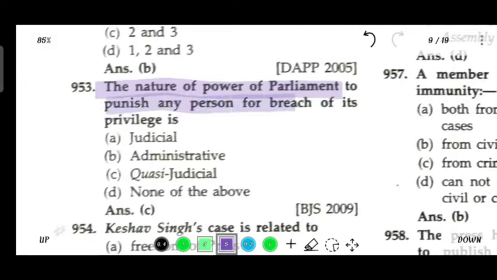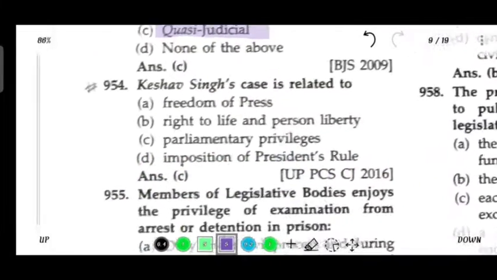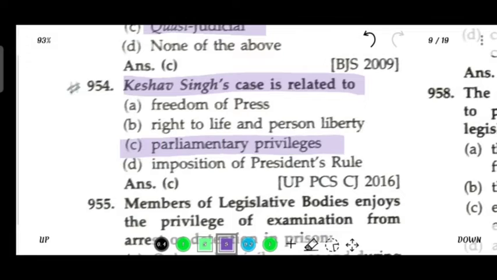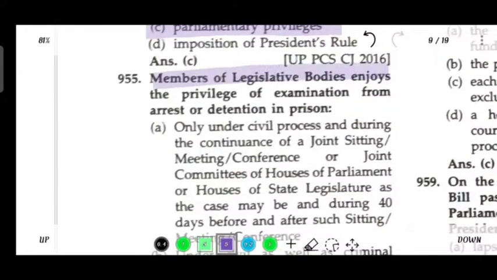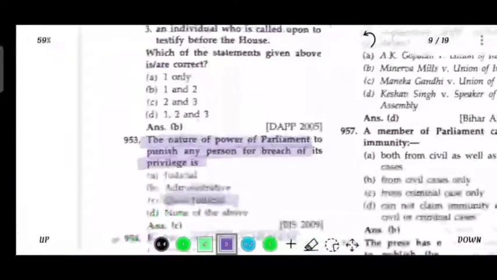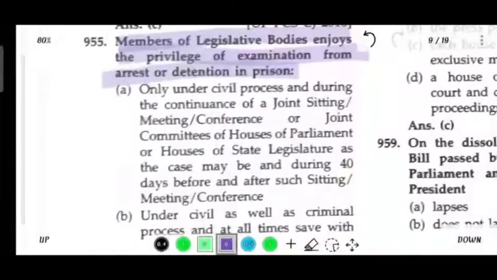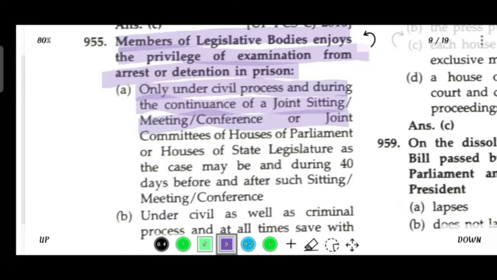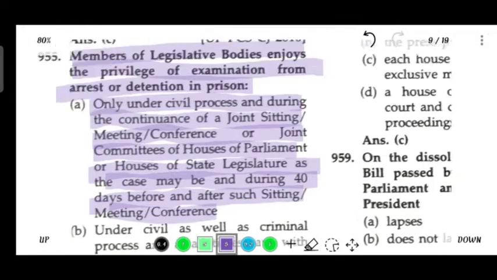The nature of the power of Parliament to punish any person for breach of its privilege is quasi-judicial. Keshav Singh case is related to parliamentary privilege. Members of a legislative body enjoy the privilege of exemption from arrest and detention only under civil process during the continuation of joint sitting, meeting and conference, joint committee of the Houses of Parliament and the House of State Legislature, as the case may be, and during 60 days before and after the sitting of the meeting or conference.